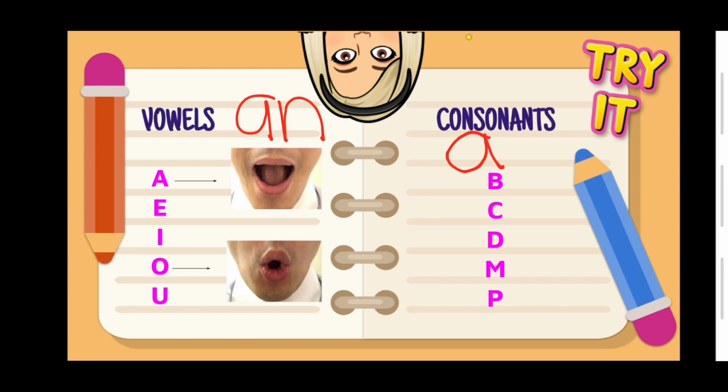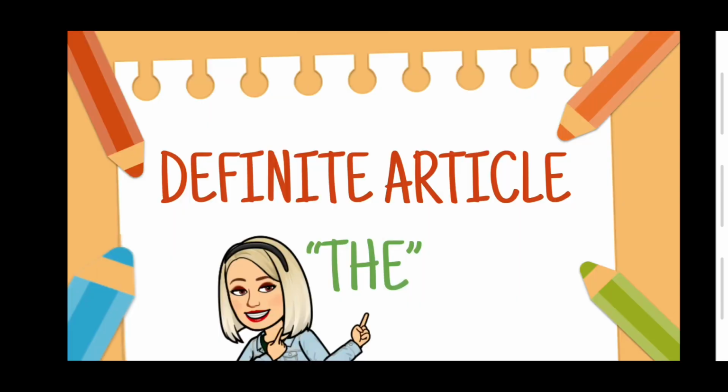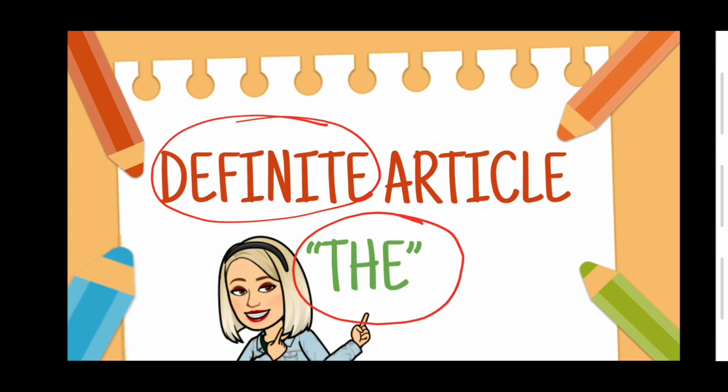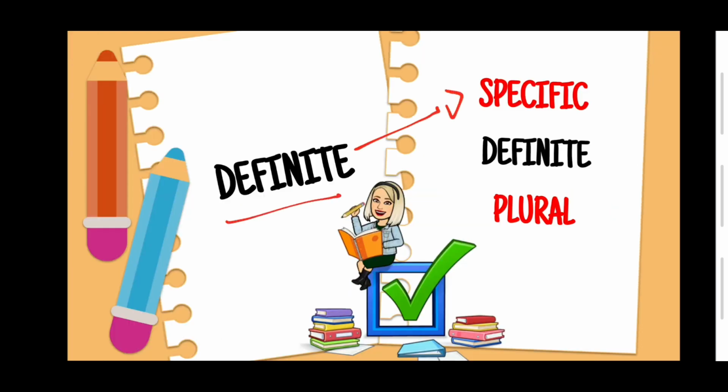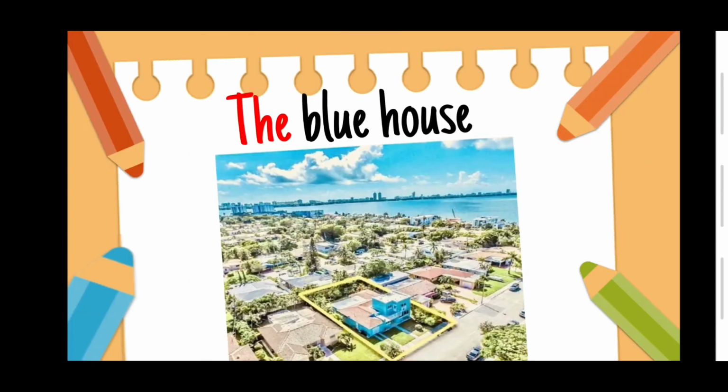Okay? Let's continue with the last topic of the day. We already talked about indefinite articles, but now we're going to talk about the definite article. It's only one, definite: the. We say that it is definite because it's specific, definite literally, and we use it with plurals. Let's check some examples. For example, the blue house. Can you identify the definite article? Yes, it's here, also in red color.